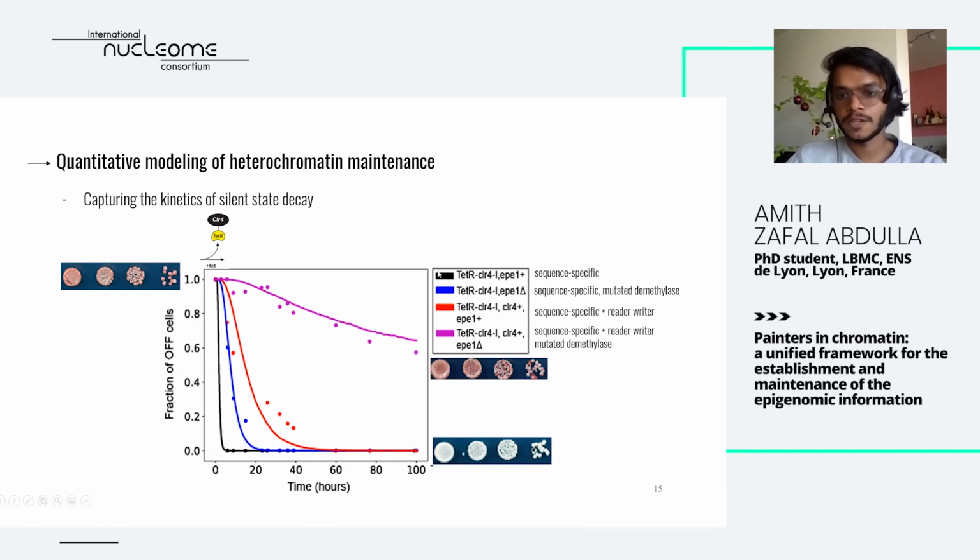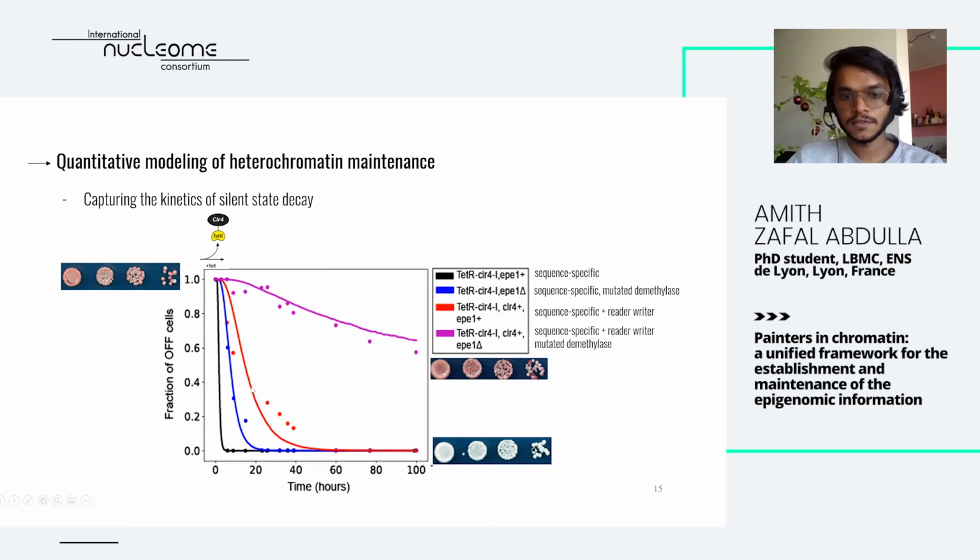So case 1, where we only have the sequence-specific enzyme: at time 0, the enzyme unbinds, and very quickly, in about 6 hours, all the cells turn active, and we have the active phenotype. Just to remind you, the scatter points are from the experiment and the lines are from the simulation. In the case of blue, we have the sequence-specific enzyme, but demethylase is mutated. So even then, the fraction of off cells decays to 0 in about 20 hours, and all the cells turn active.